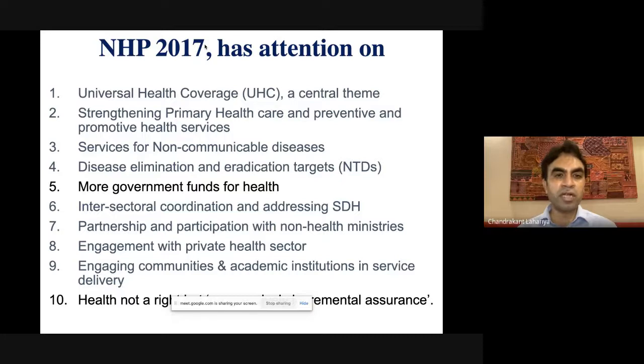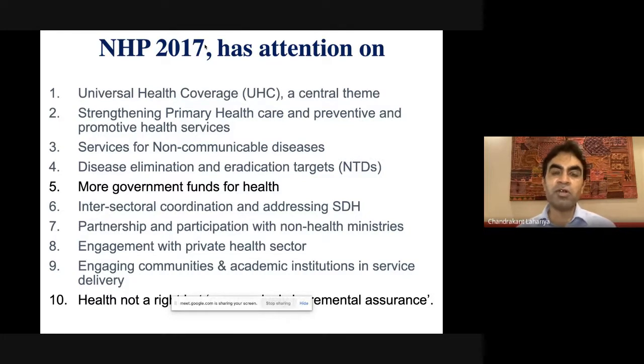It also talks about elimination and eradication of some diseases, such as lymphatic filariasis or Kala Azar or Hathi Paon, elephantiasis, which you might not even have heard of. So some of these diseases are there. It targets to eliminate some diseases.